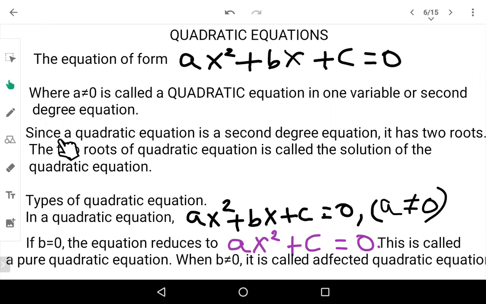Then, since a quadratic equation is a second degree equation, it has two roots, and these two roots are called the solution of the quadratic equation. Okay, so we are going to find the answer by finding the two roots of the equation.